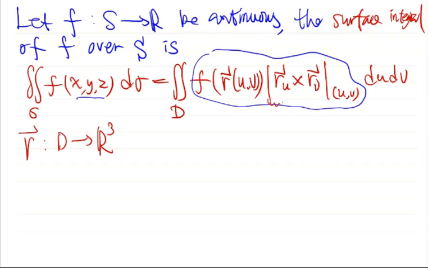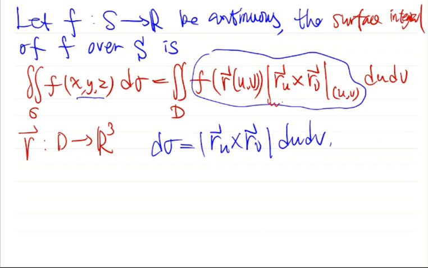Now, for this reason, we can regard d sigma as the norm of r_u cross r_v du dv. This is called the area element. Okay, so this is the general formula, a general definition for a surface integral for a surface whose parametrization is given by this map.